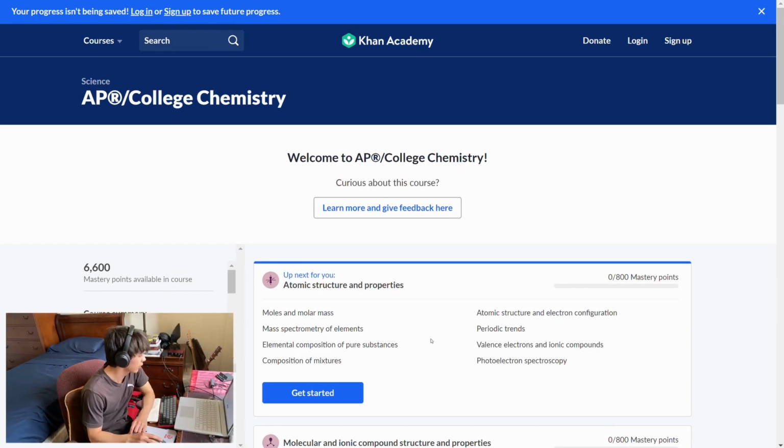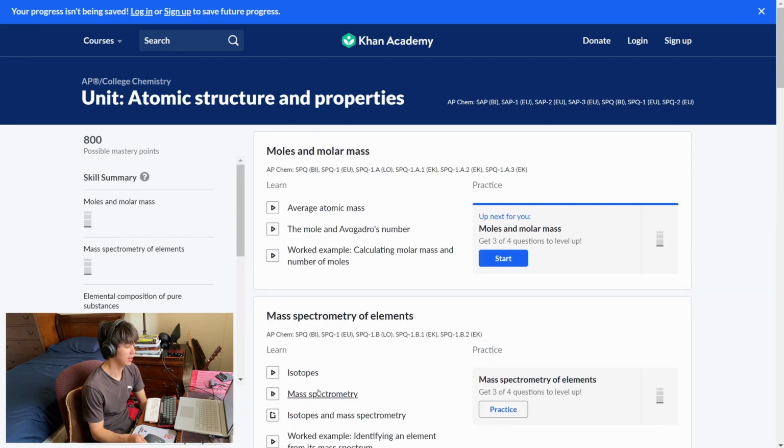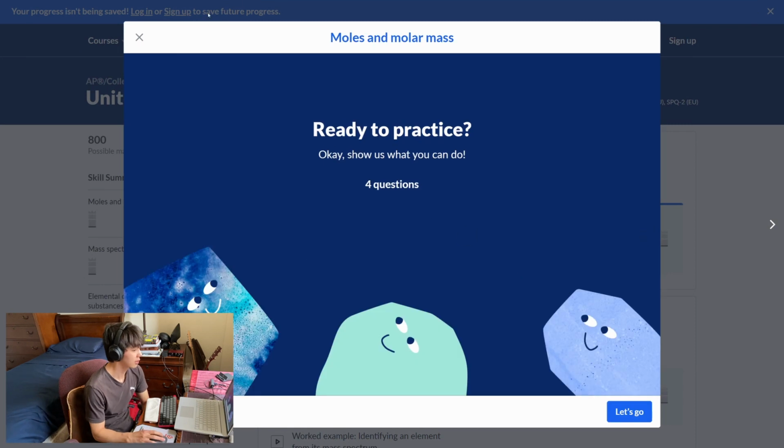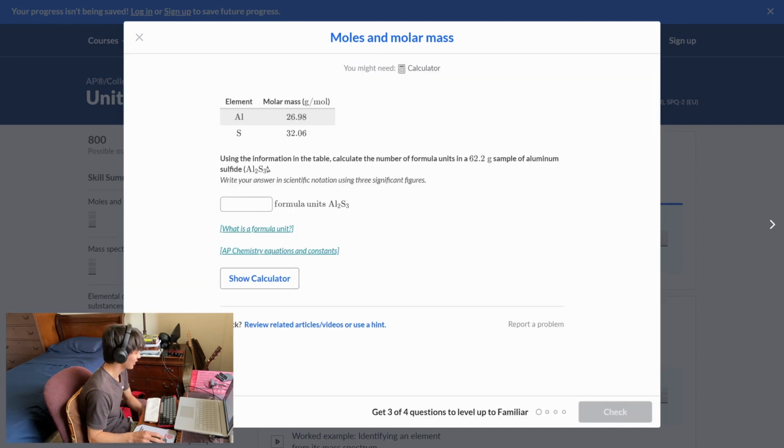First up, we've got atomic structure and properties. That should be pretty easy. That's just atoms and electron orbits something, right? So we start with the quiz. Yeah, sure, I'm ready to practice. Straight into it.